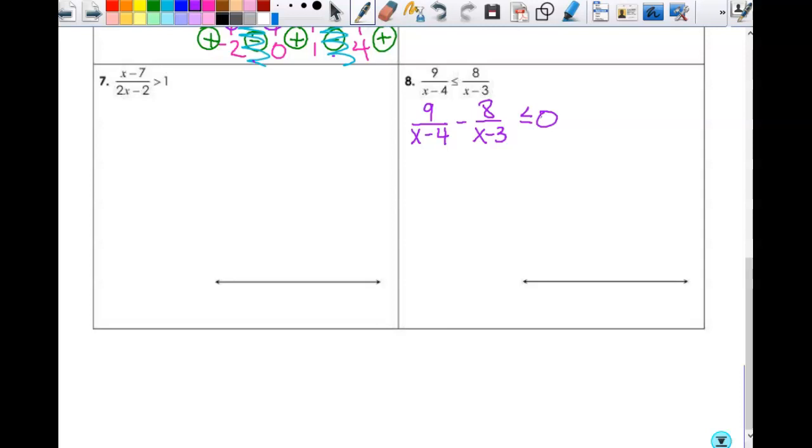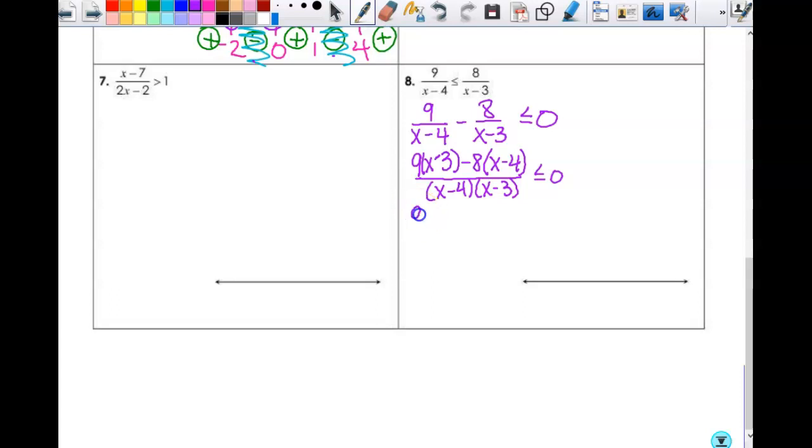I got to do my fraction stuff, right? So I have to multiply, so that means my denominator in the end is going to be x minus 4 times x minus 3. And I absolutely do not want to multiply those together because after I'm done, I want to factor everything out anyway. It's already factored for me. So I have to multiply the 9 times x minus 3 and the negative 8 times x minus 4.